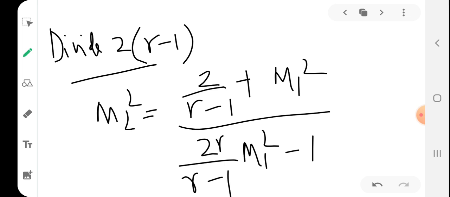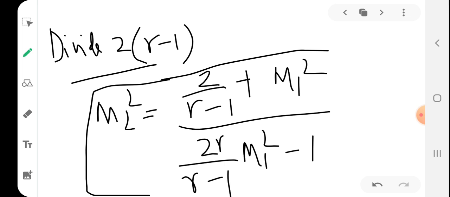So this is the equation for the Mach number downstream of a normal shock in terms of the Mach number upstream of the normal shock. Okay, Mach number upstream of the shock.